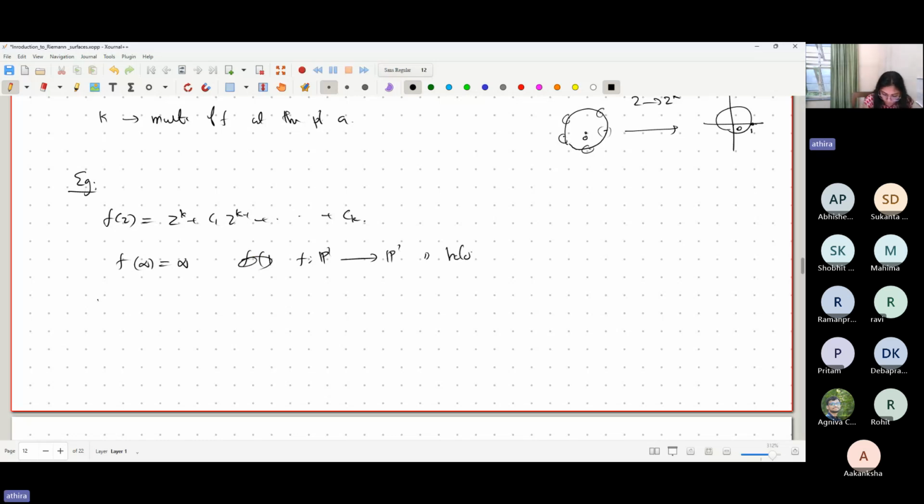The multiplicity of f at infinity is actually k. This you can check using charts of infinity in the Riemann sphere. Actually, just look at this one: psi composite with f composite phi inverse.